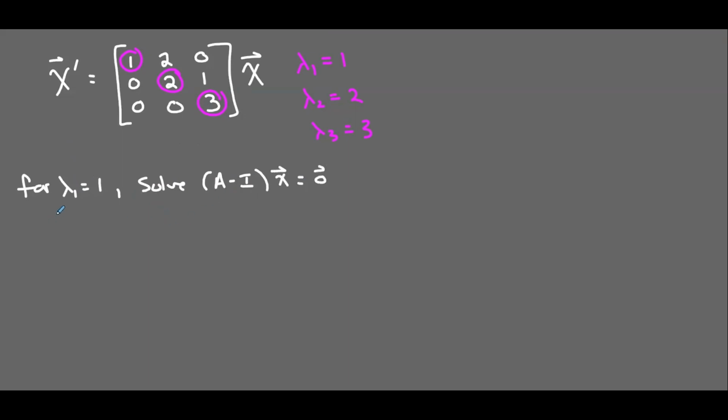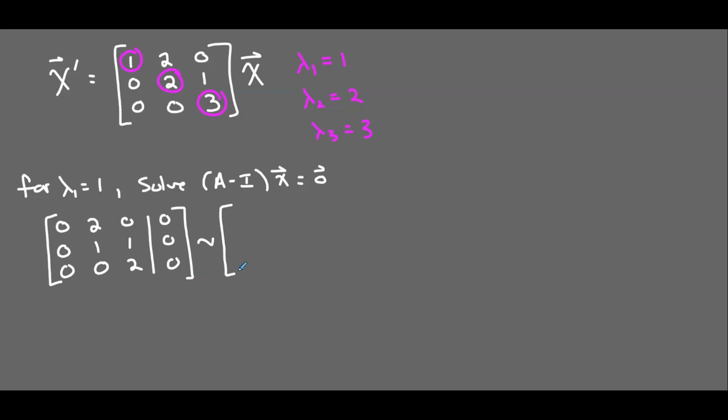So that means I'm going to subtract 1 from the main diagonal and then augment that with 0 and solve for x. So 1 minus 1 would be 0. 2 minus 1 would be 1. 3 minus 1 would be 2. I'm just going to augment that with 0. Right. So let's row reduce this.